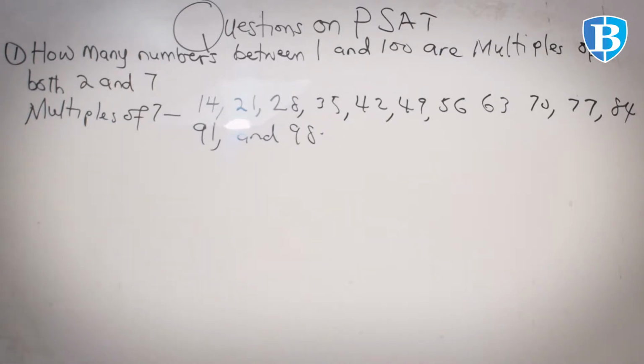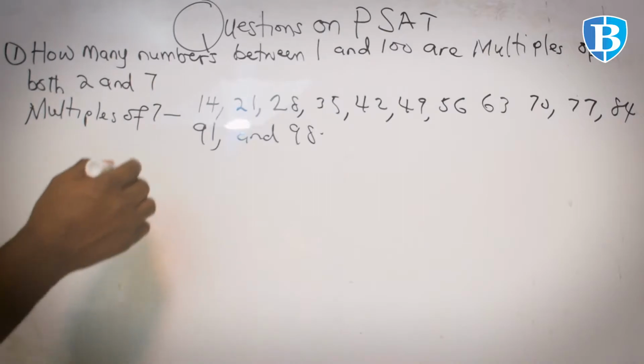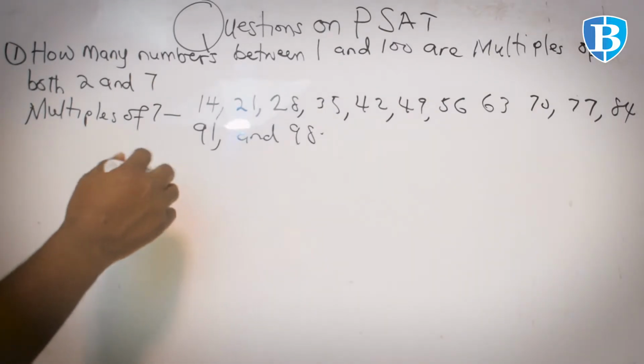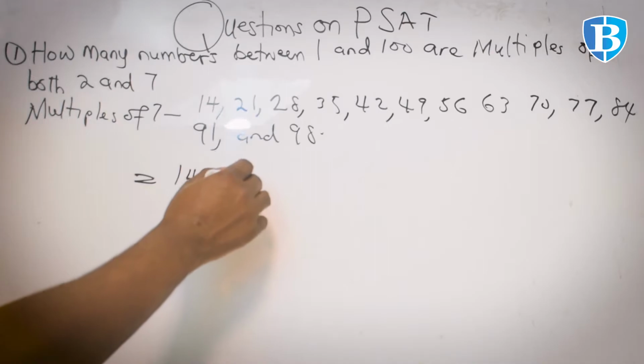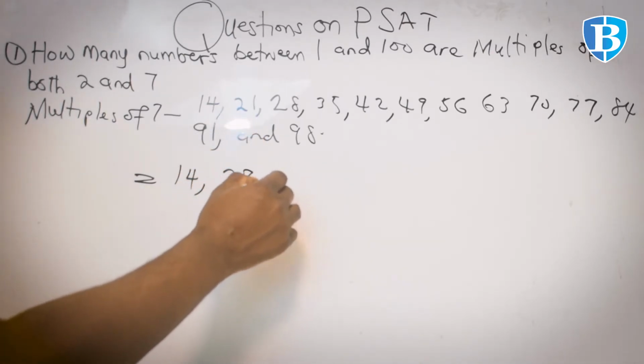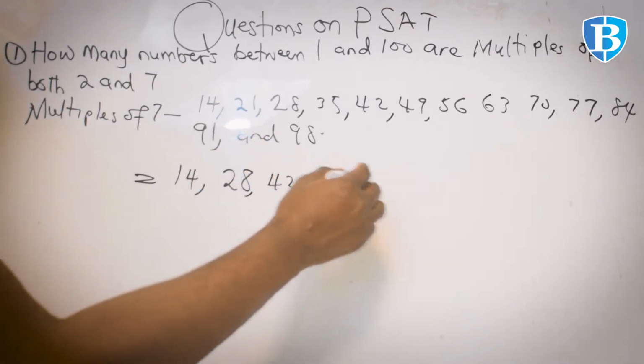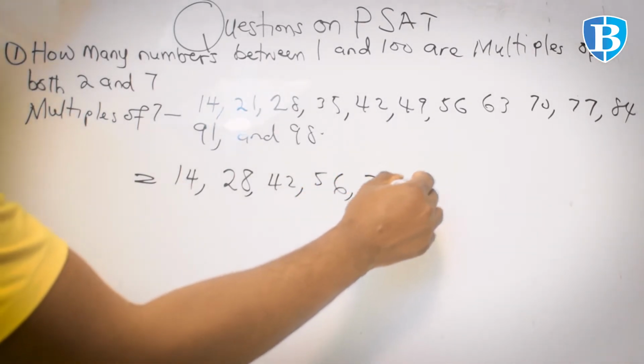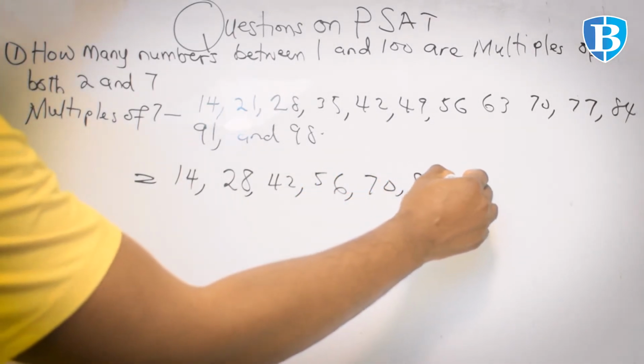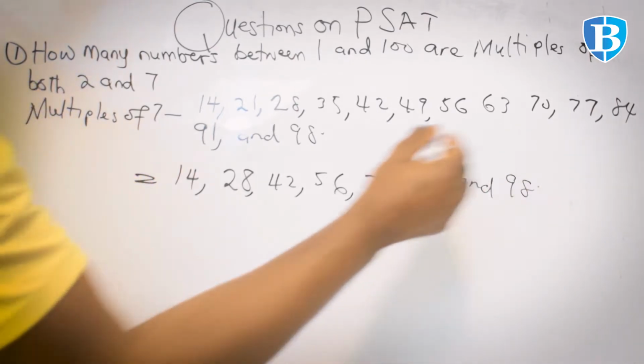Then, for the multiples that are also multiples of 2, you now need to bring out the multiples of 2 from this list. You need to identify that all the multiples of 2 in this list are going to be the even numbers. So let's go ahead. We have 14, 28, 42, 56, 70, 84, and 98.